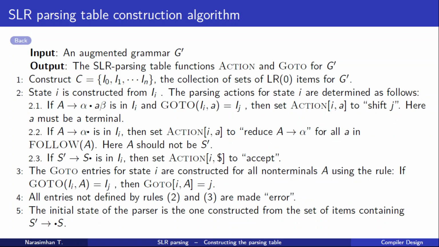The SLR parsing table has got one row for each of the states in the LR0 automaton. Remember, how did you construct the automaton? Every state corresponds to an item set in the canonical collection. Typically, the state i will be constructed from the item set Ii.